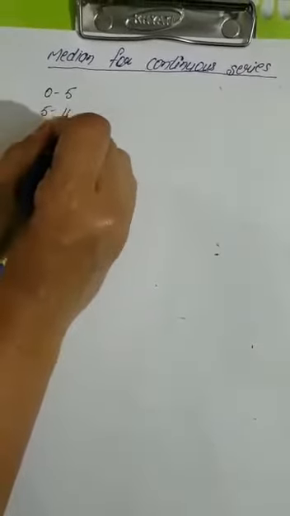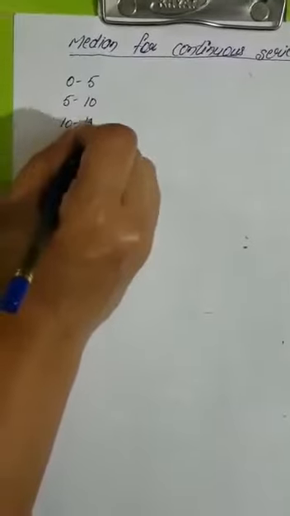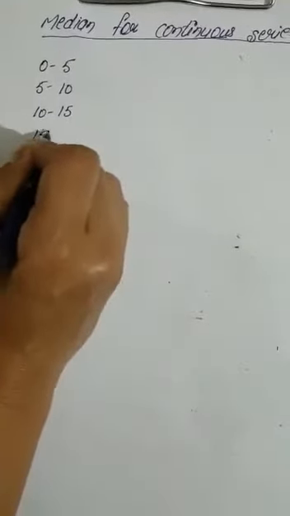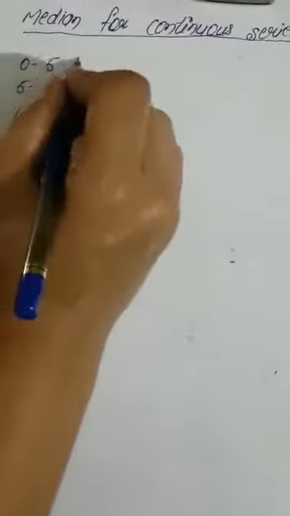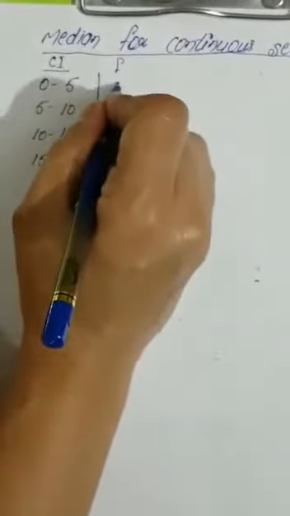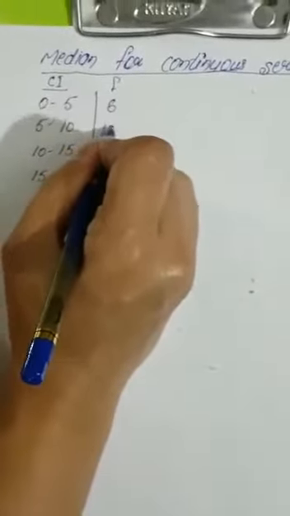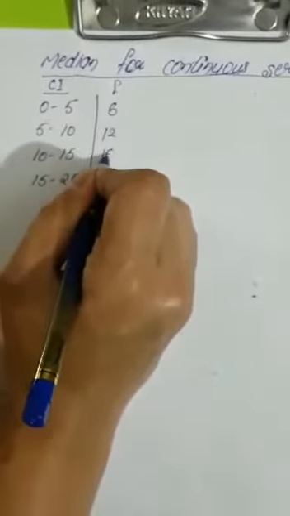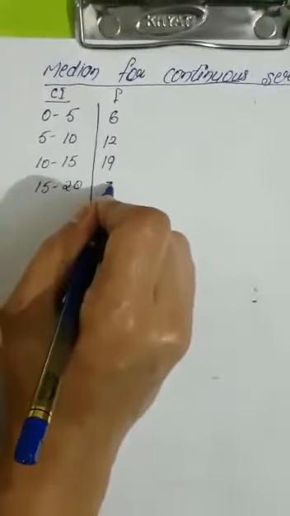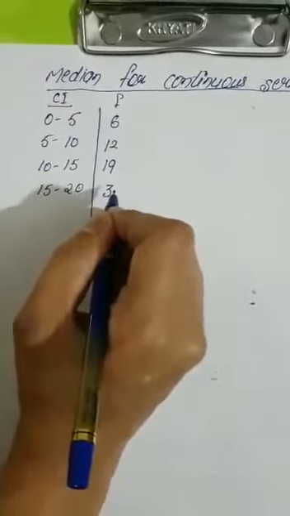Suppose we take an example like 0 to 5, 5 to 10, 10 to 15, 15 to 20. I'm going to take a small example. So we have the class intervals, then the frequencies under that: 6, 12, 19, 3.